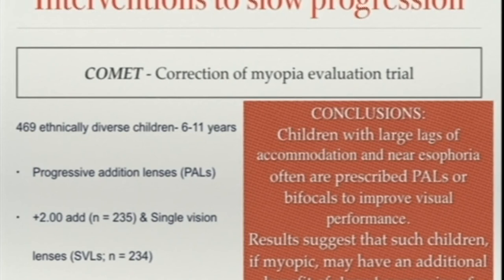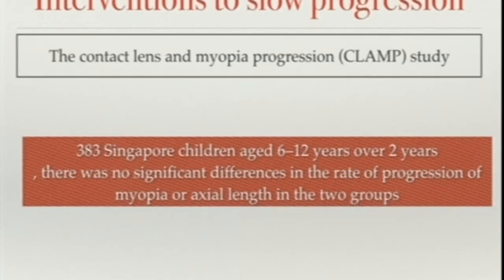There have been a lot of interventions to slow myopia. One of them is the COMET, or the Correction of Myopia Evaluation Trial, where they studied the effect of using plus glasses for reducing the myopia. They concluded that if there is a large lag of accommodation or near esophoria and you prescribe progressive addition glasses and bifocals, it tends to improve the visual performance. But routinely it is not being followed. Another study was the CLAM study, the contact lens and myopia progression study done in Singapore. Again, this is not very commonly followed.